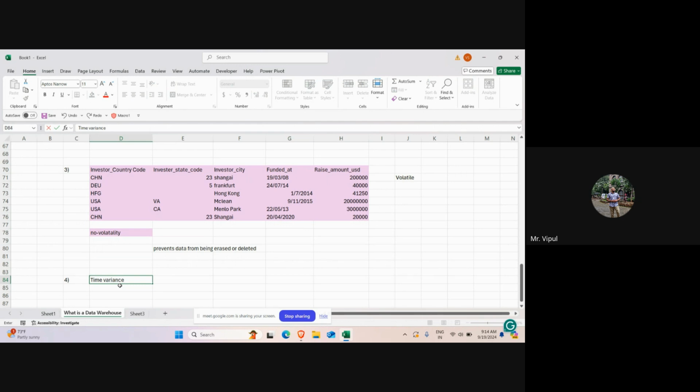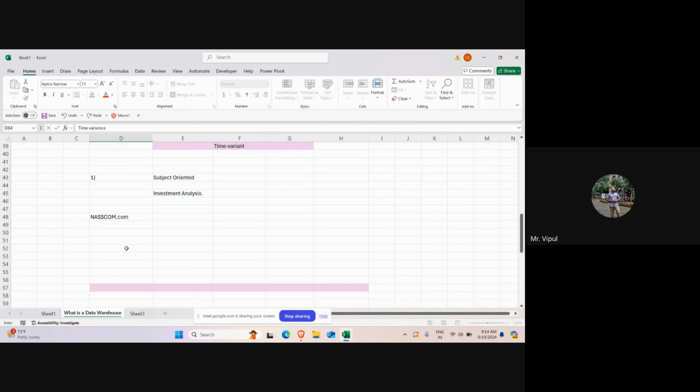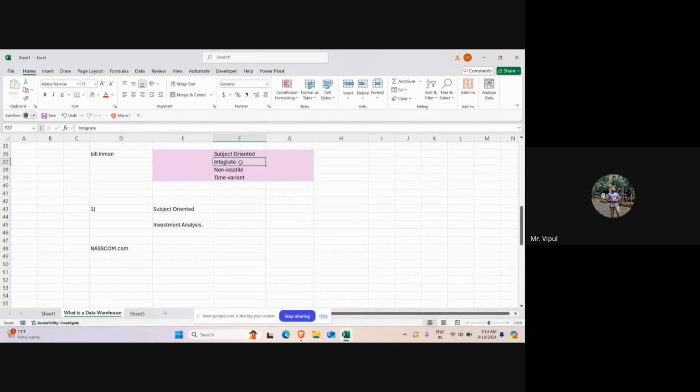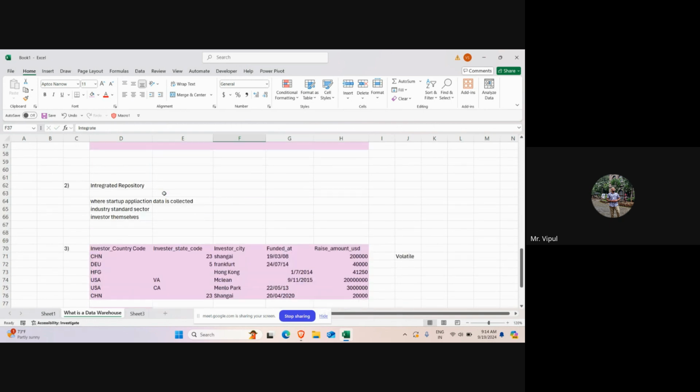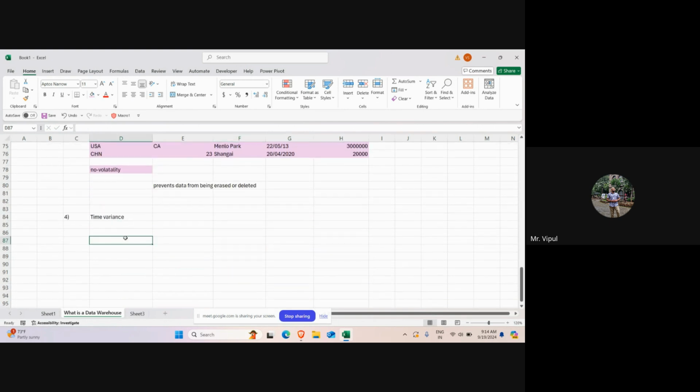We saw the four important keywords from the definition: subject oriented, integrated repository, non-volatility, and time variance. Now, data warehouses are important for an organization because if you have to do the analysis of the data from an enterprise view, you have to work with all the systems in the enterprise, right? So if I'm the CEO or CFO of the organization, I need to look at my organization in its totality.